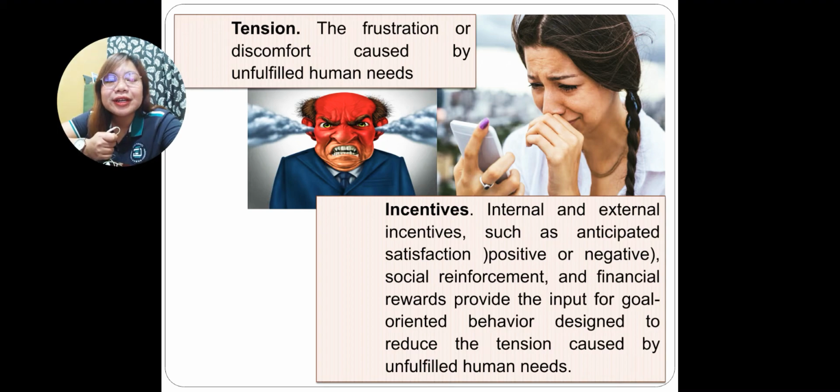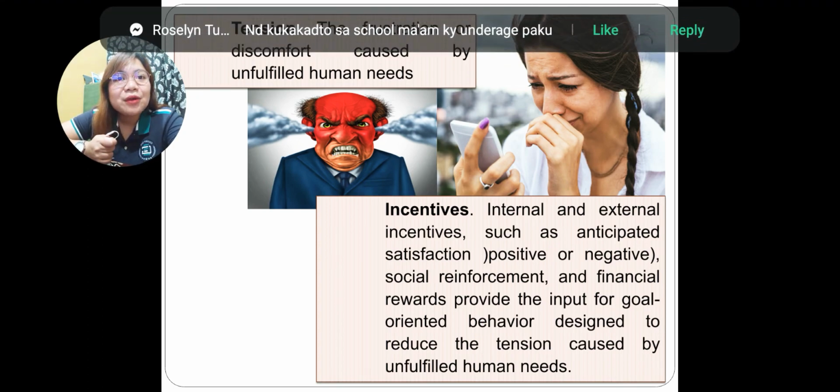Magambal kita internal within ourselves, okay? We have this within sa aton and we can formulate this within sa aton. Magamba kita external, it is from outside environment, from other people, okay? Now, we have here, for example, internal and external incentives such as anticipated satisfaction, positive or negative. Magamba kita anticipated satisfaction, nakuha mo ang gusto mo, okay? Can either be positive or negative, whether.